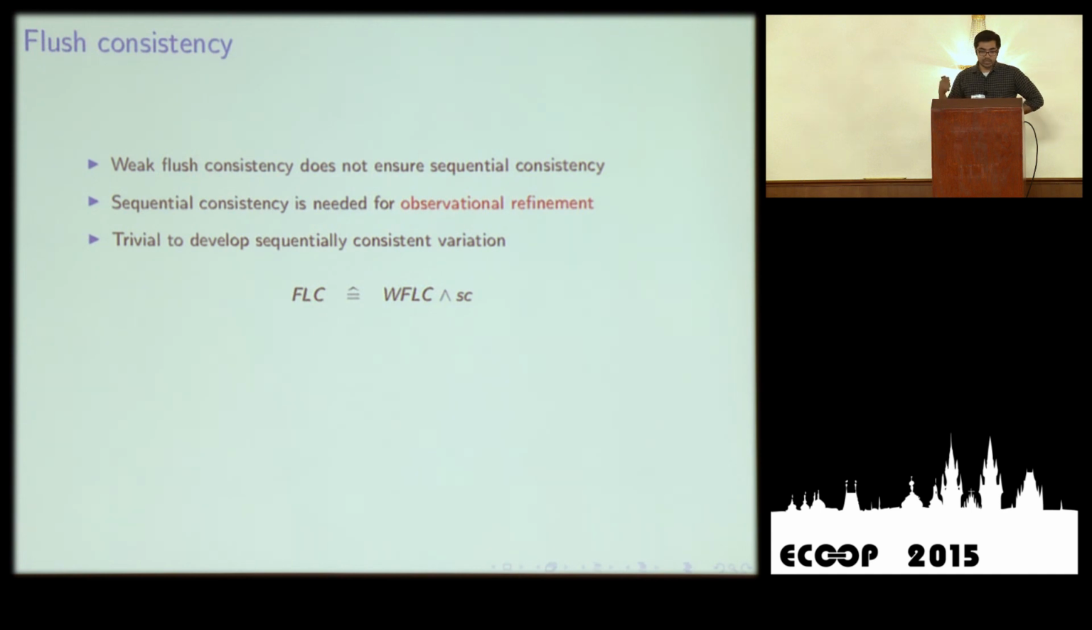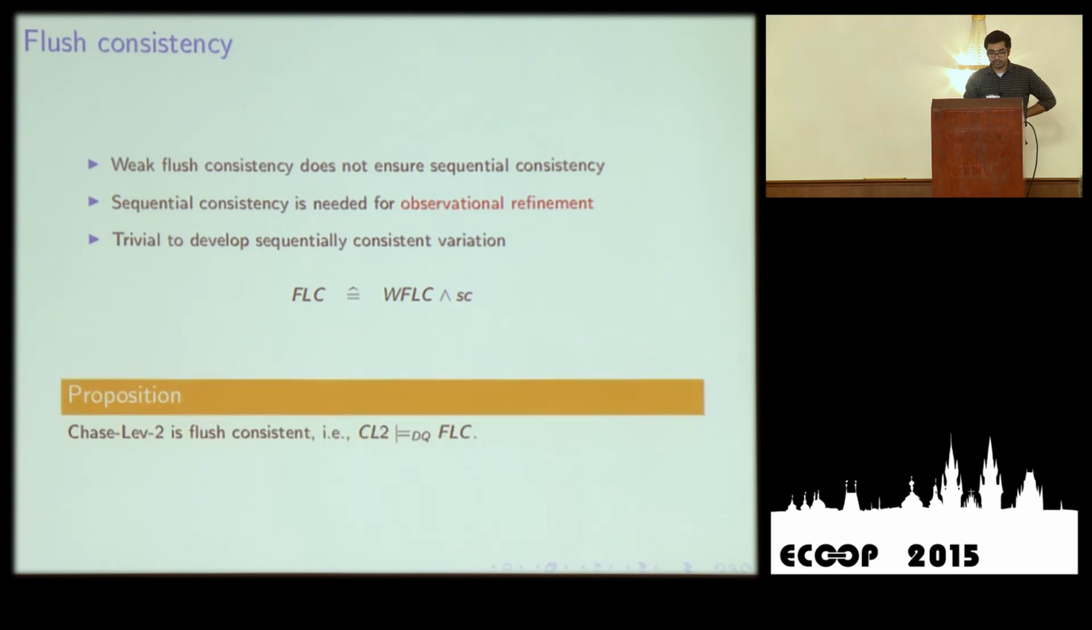Finally, that definition doesn't ensure sequential consistency, and sequential consistency is needed for this thing called observational refinement. But it's actually quite easy to develop the sequentially consistent variation just by adding it as a conjunct to the condition we've developed so far. Okay, so then we prove that this program we had before is flush consistent, where we got away with just one of the fences. So we didn't need two different fences.